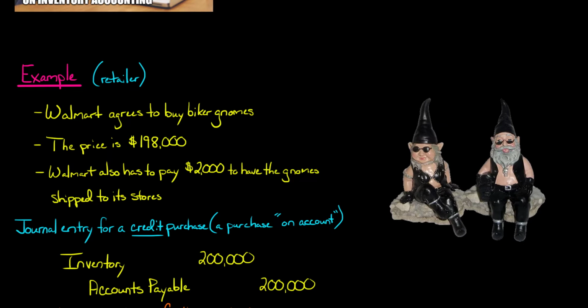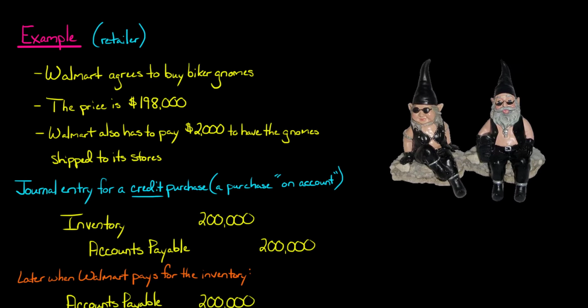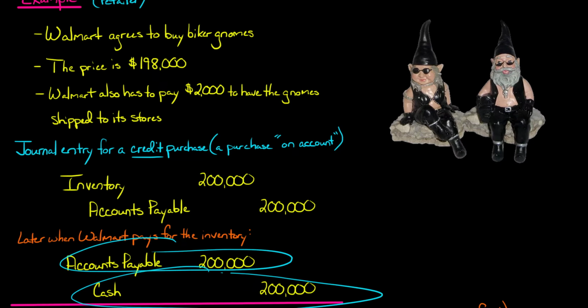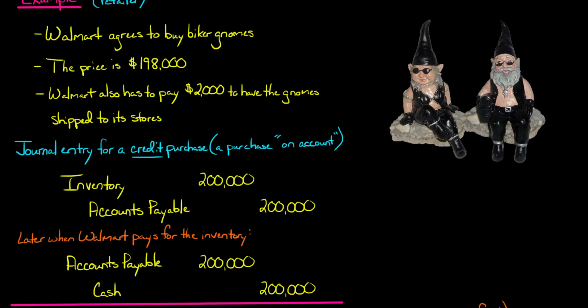So if that's the case, if there's a credit purchase by Walmart, they're going to debit the inventory account for $200,000, and they're going to credit accounts payable for $200,000. So accounts payable is a liability. So we've got a liability increasing here. We've got an asset increasing here. So assets go up by $200,000, liabilities go up by $200,000. Now, later, when Walmart actually goes and pays for the inventory, they would debit accounts payable to reduce the liability and credit cash because they've actually gone and paid the supplier.